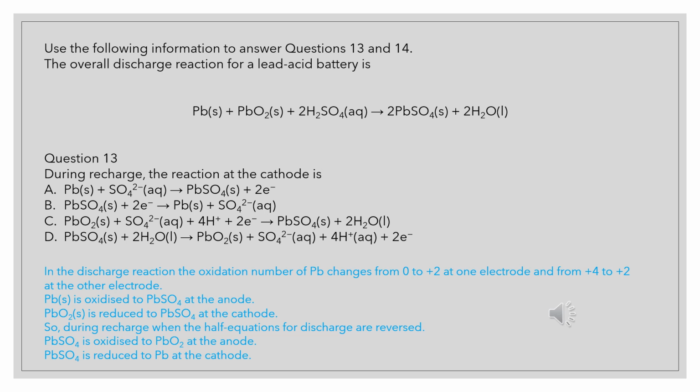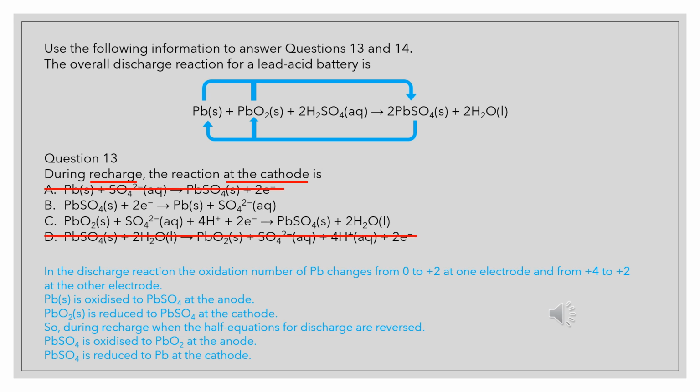When the lead-acid battery is discharged, Pb and PbO2 are converted into PbSO4. The recharge is the reverse of discharge. So, PbSO4 is converted to Pb and PbO2. Reduction occurs at the cathode. The reactants should gain electrons. So, A and D are eliminated. When the lead-acid battery is recharged, PbO2 is not a reactant, but PbSO4 is a reactant. So, C is eliminated, and B is correct.